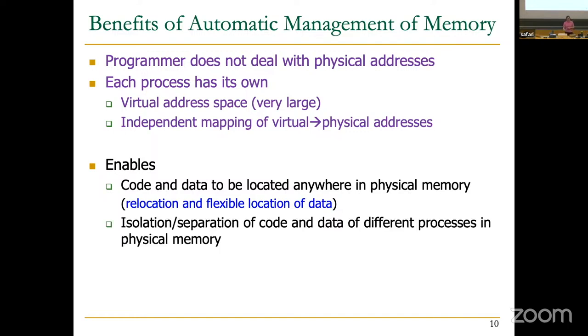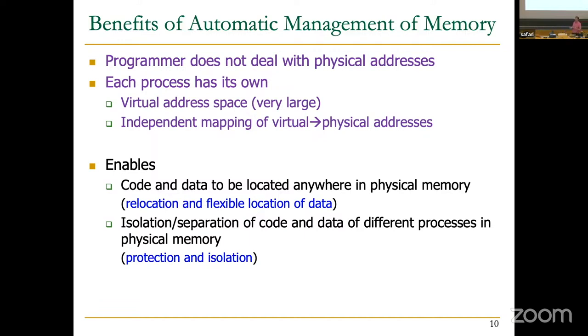This also enables isolation or separation of code and data from different processes in physical memory. So if somebody writes a program X and you write program Y, these can be isolated from each other because the system has actually different virtual to physical mappings. This is called protection and isolation, and we will see that essentially. I should also mention that this is important because this is what enables multi-programming. Multiple programs can be present in the same machine.